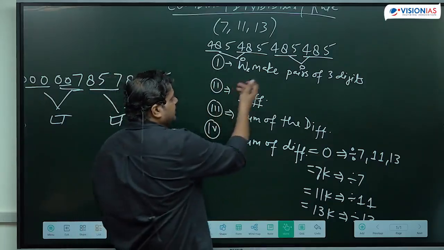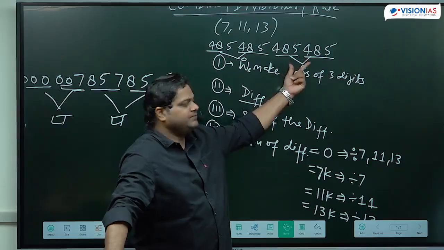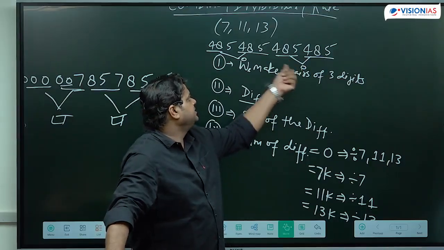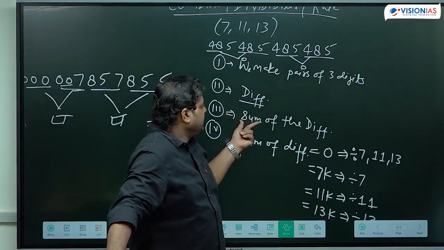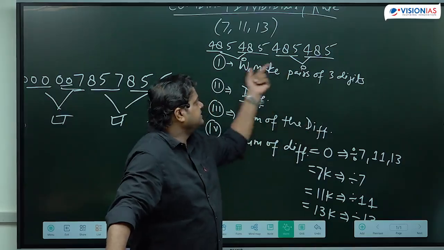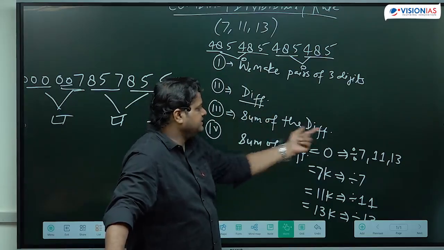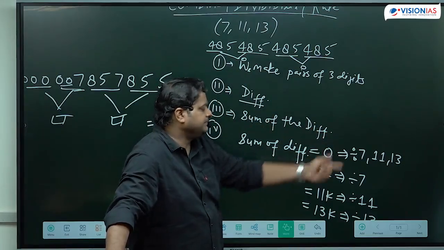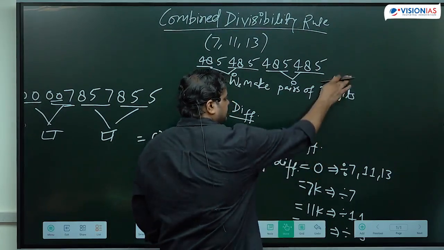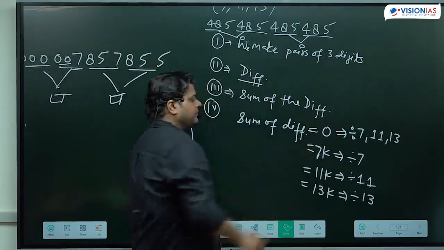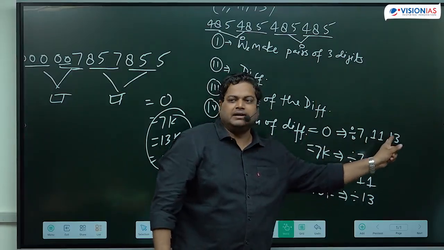Then the second step is we are going to take the difference. These two pairs' difference, what we are getting. Like here it is coming 0, here also it is coming 0. Then we are going to take the sum of these differences. 0 plus 0 or 7 plus 0. Sum of the difference. If this sum of the difference is coming 0, then we can say that this number is divisible by 7, 11 and 13.